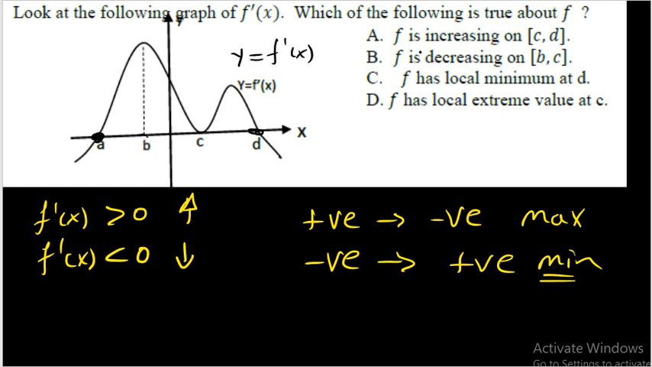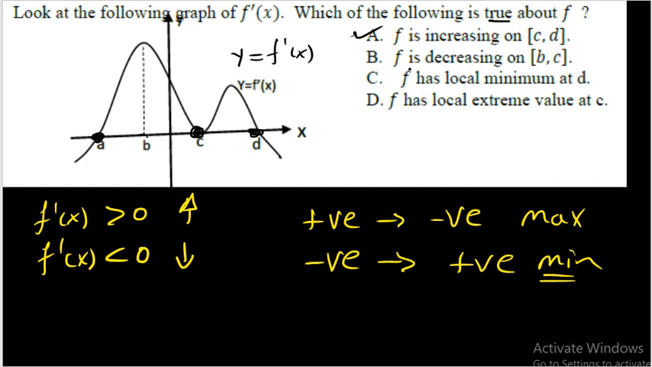The first choice A says f is increasing between C and D. Where is C? Here it is. And what about D? Here it is. Between C and D, as you see, the graph is completely above the x-axis. That means the derivative is positive, so the function will be increasing. Yes, that's correct. Since we are asked which one is true, yes, we did it.